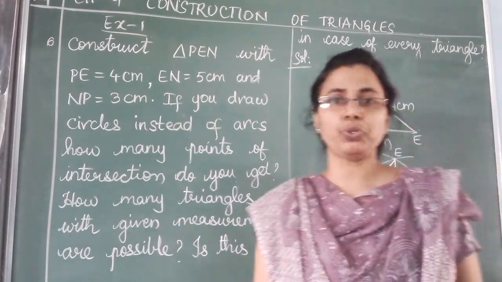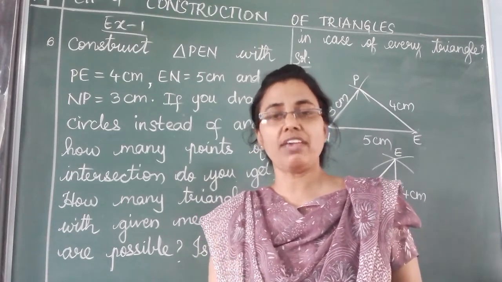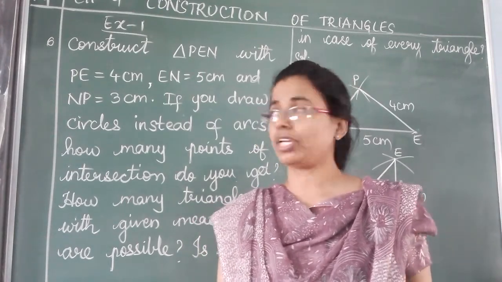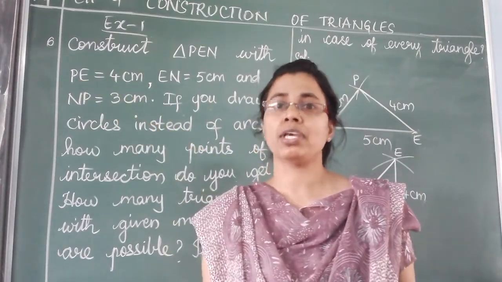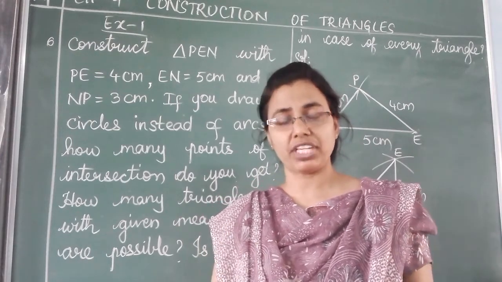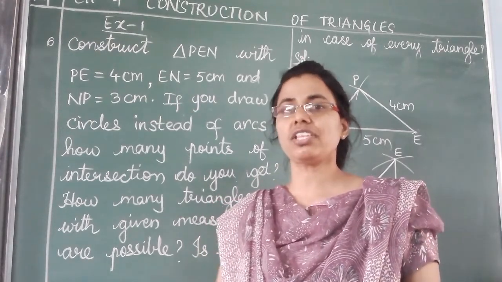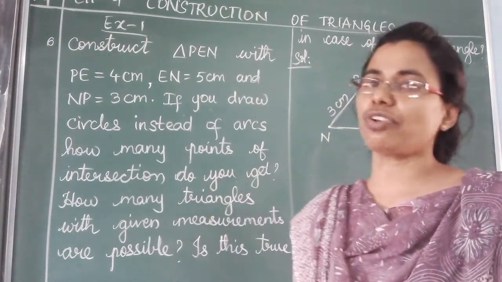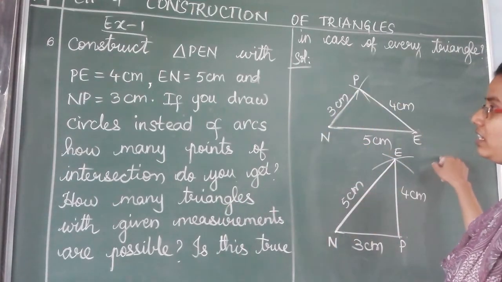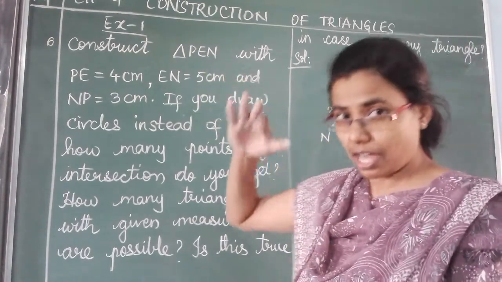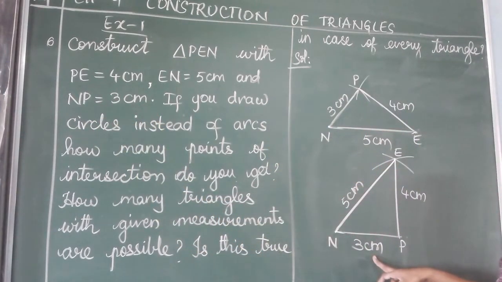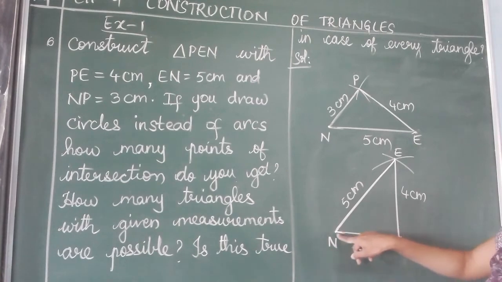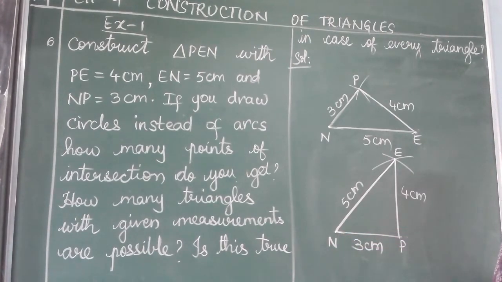There is no need for you to write the construction steps because initially when we drew the first figure where we took PE as the base, we have written all the construction steps. Now we are changing the base and constructing the triangles. So here we took NE as a base. The last triangle we are going to take NP as the base, which is 3 centimeters, and then we take N as a center, measure 5 centimeters using the compass, and draw an arc.